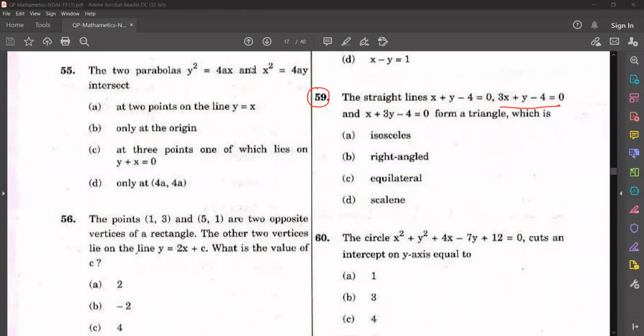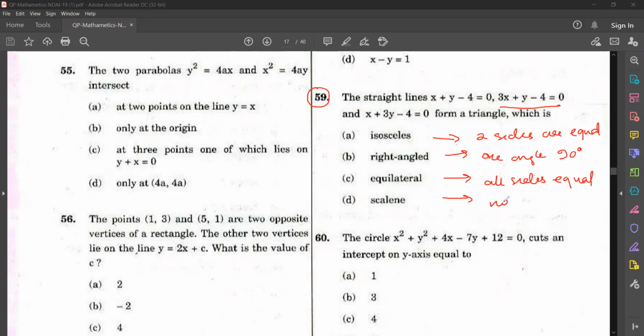Do you know what these triangles are? These are basics. Isosceles means a triangle whose two sides are equal. Right triangle means a triangle with one angle of 90 degrees. Equilateral triangle means all sides are equal. Scalene triangle means no sides are equal. You have to find out what triangle these straight lines form.